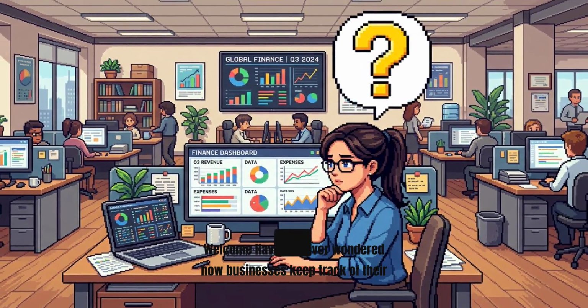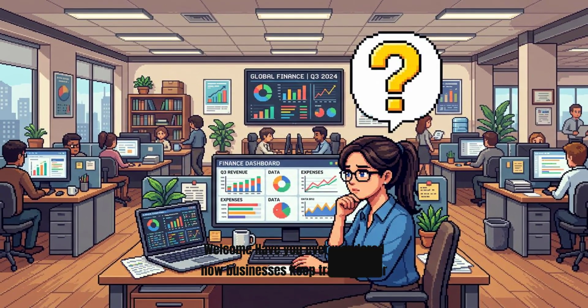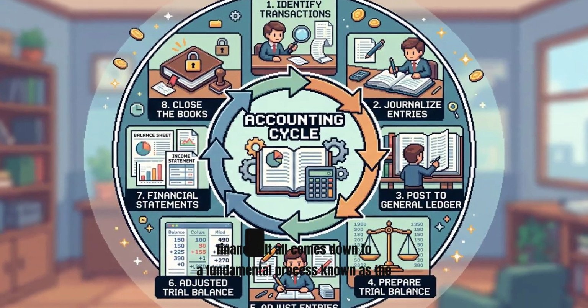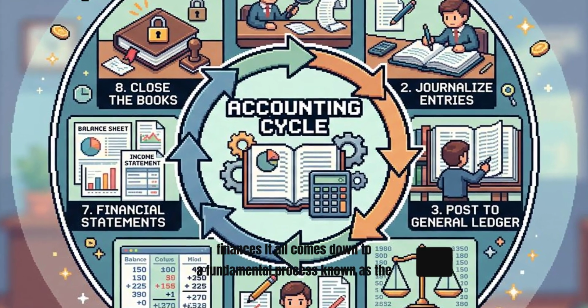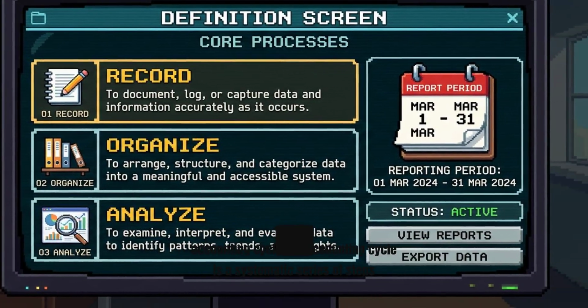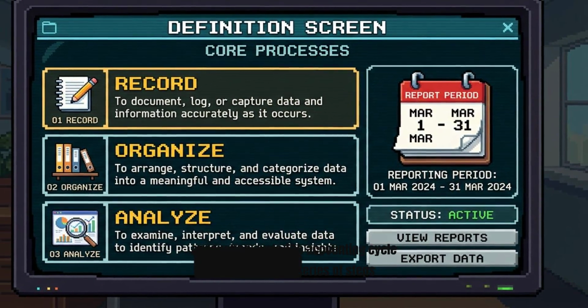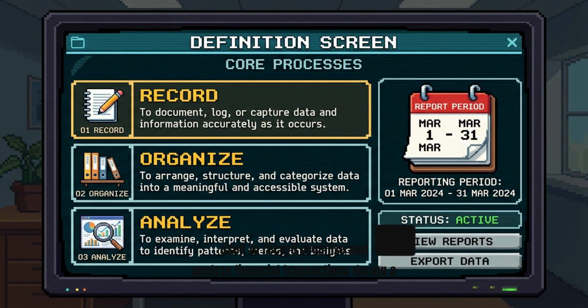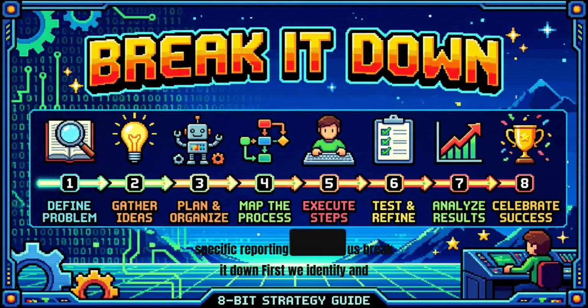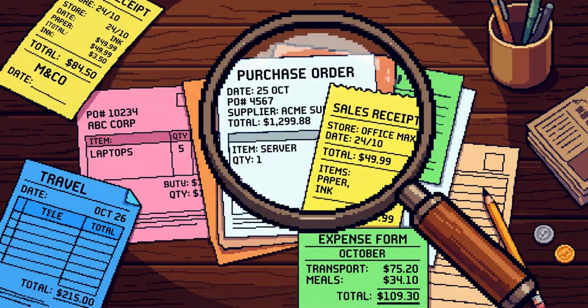Welcome. Have you ever wondered how businesses keep track of their finances? It all comes down to a fundamental process known as the accounting cycle. The accounting cycle is a systematic series of steps used to record, organize, and analyze financial transactions during a specific reporting period. Let us break it down.